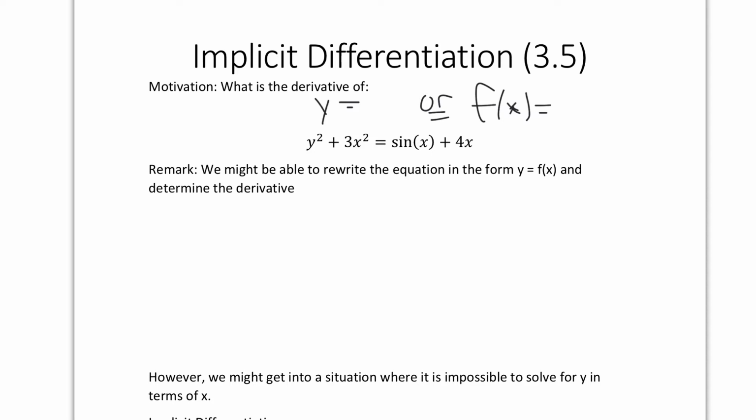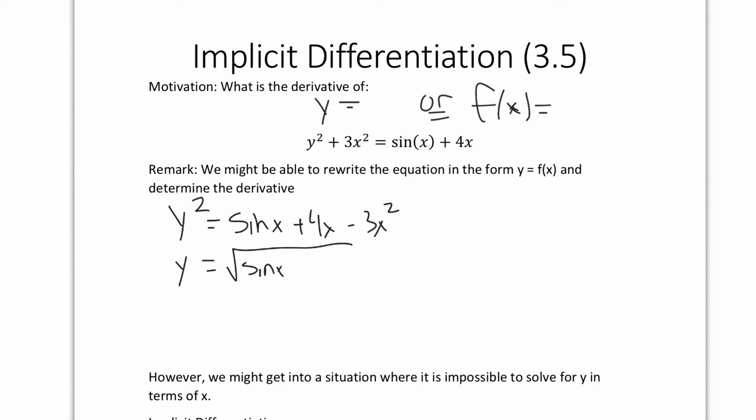Well, in this case we might be able to rewrite the equation in the form y equals f of x. We might be able to get y all by itself. So let's see if we can actually do that. We're going to move the 3x squared to the other side, giving us y squared equals sine x plus 4x minus 3x squared. Then we can go ahead and take the square root. So y is going to equal the square root of sine x plus 4x minus 3x squared, taking the positive square root, of course. And then we can do the derivative.